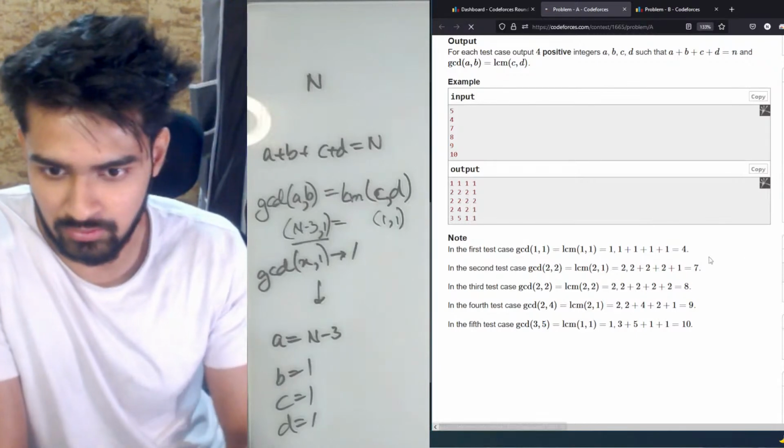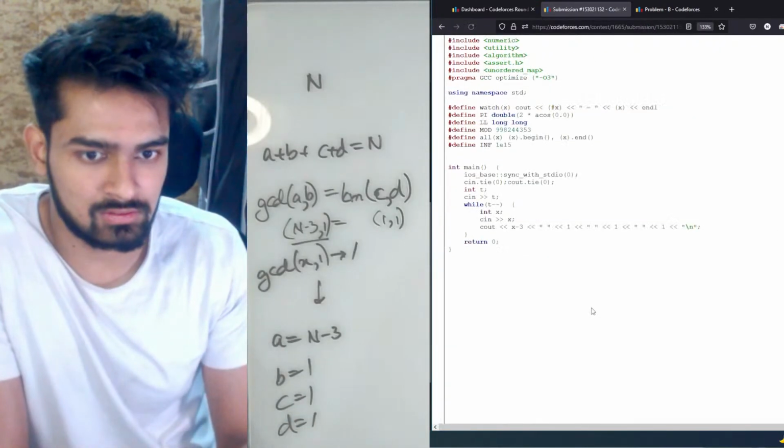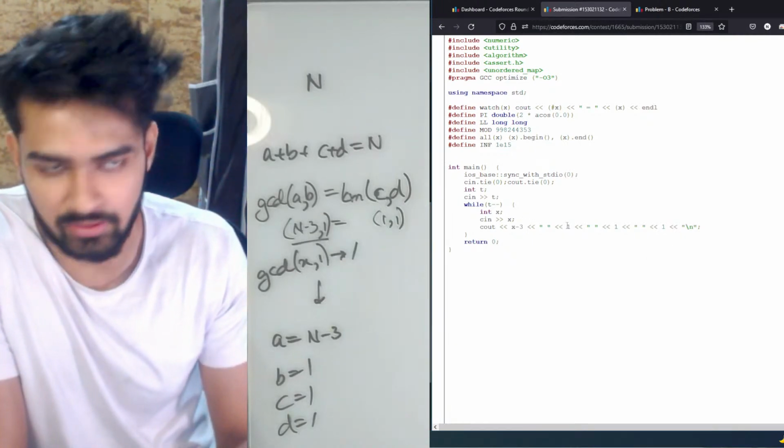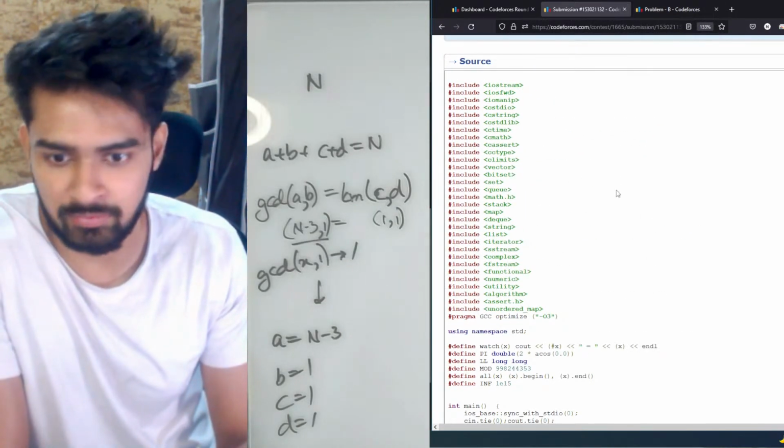I'll quickly show my code. So yeah, I just printed x minus 3, 1, 1, 1. That's it. Okay, cool. Let's move on to problem B now.